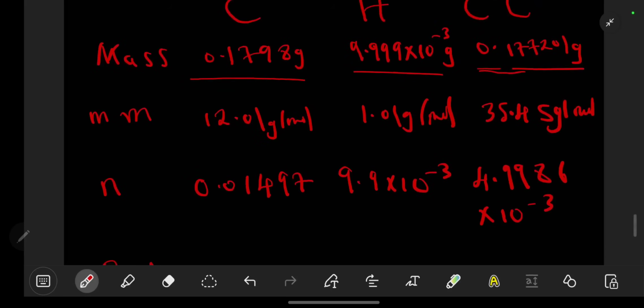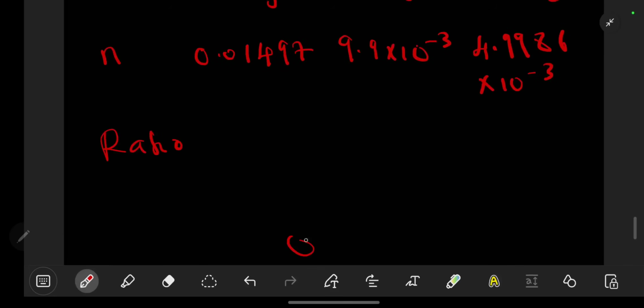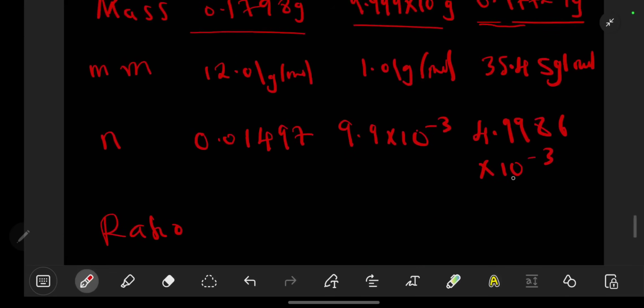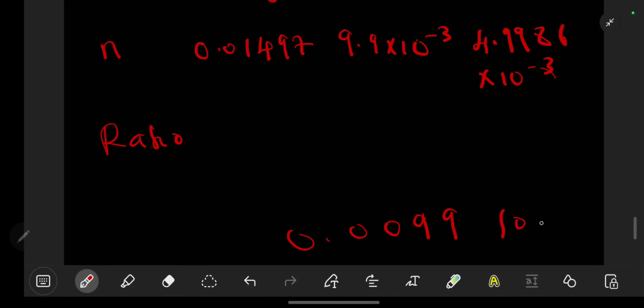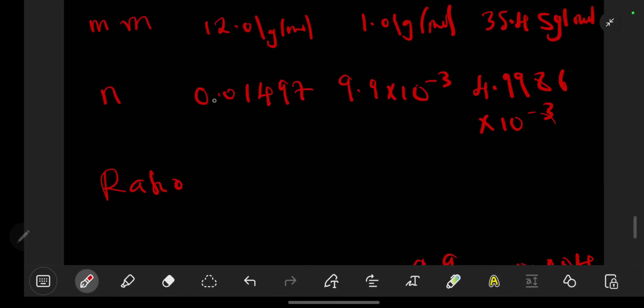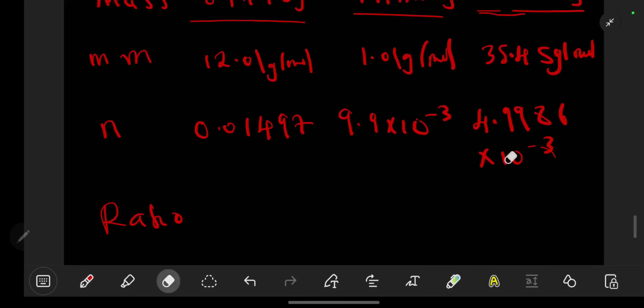So if you look at this, the smallest is 10 to the power negative 3, which means we have zeros such as 0.00, then we have 99. This one is the same as 0.004498, 9 and something. So we have 3 zeros there. Here we only have 2 zeros, so this is the biggest value. And we know 9 is greater than 4, so we are going to divide this value throughout.